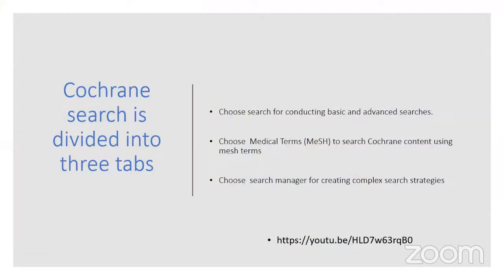Cochrane is divided into 3 tabs. You can choose to search from conducting basic or advanced search. You can choose medical terms, MeSH, that's the way they call it, to search current content using MeSH terms. Or you can search for a manager for creating complex search strategies.